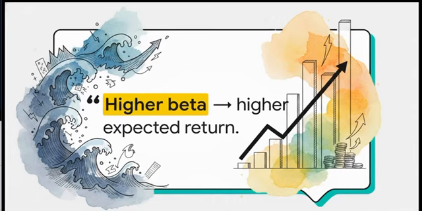Which brings us to this fundamental quote, really the core rule of the security market line. Higher beta leads to higher expected return. It is a direct, linear relationship. If you're going to willingly put your hard-earned capital into an aggressive stock that is highly sensitive to market crashes, the math of the SML says you absolutely must require a proportionately higher expected return. You have to be compensated for that extra anxiety.